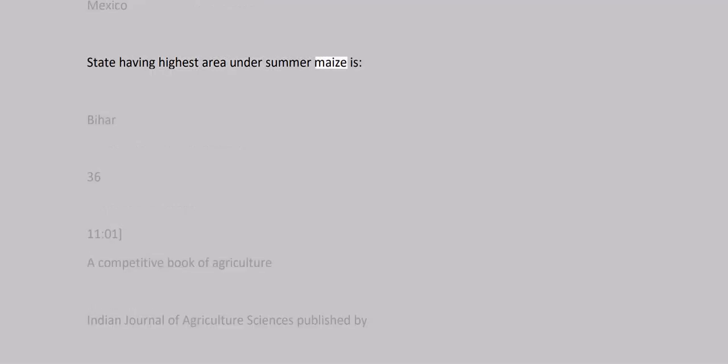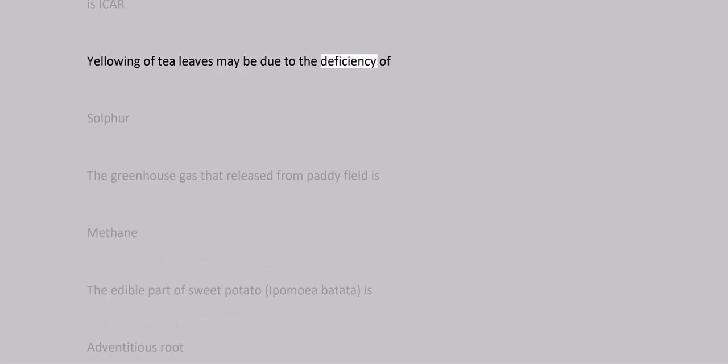Origin of maize, Mexico. Origin of soybean, China. Origin of tobacco, Mexico. State having highest area under summer maize is Bihar. 1101, a competitive book of agriculture. Indian Journal of Agricultural Sciences is published by ICAR. Yellowing of tea leaves may be due to the deficiency of sulfur. The greenhouse gas that is released from paddy field is methane. The edible part of sweet potato, Ipomoea batatas, is adventitious root.